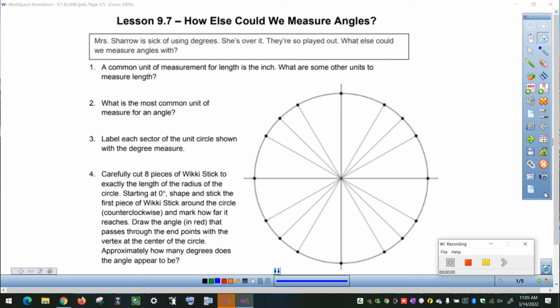Ceramic stick is using degrees. I'm over it. They're so played out. What else can we use to measure angles with?